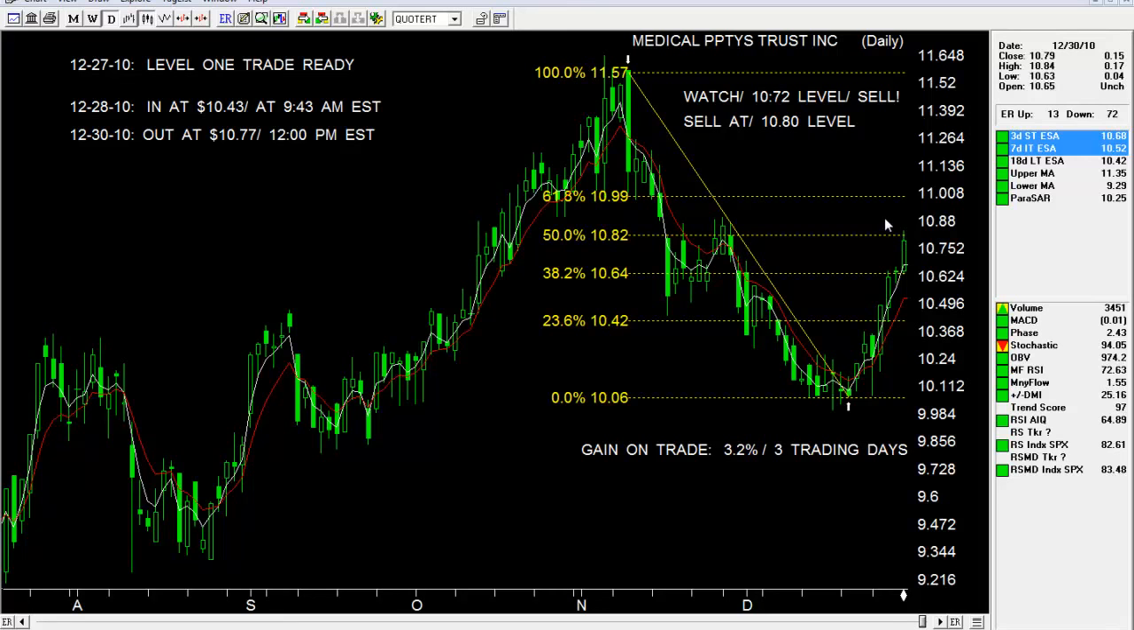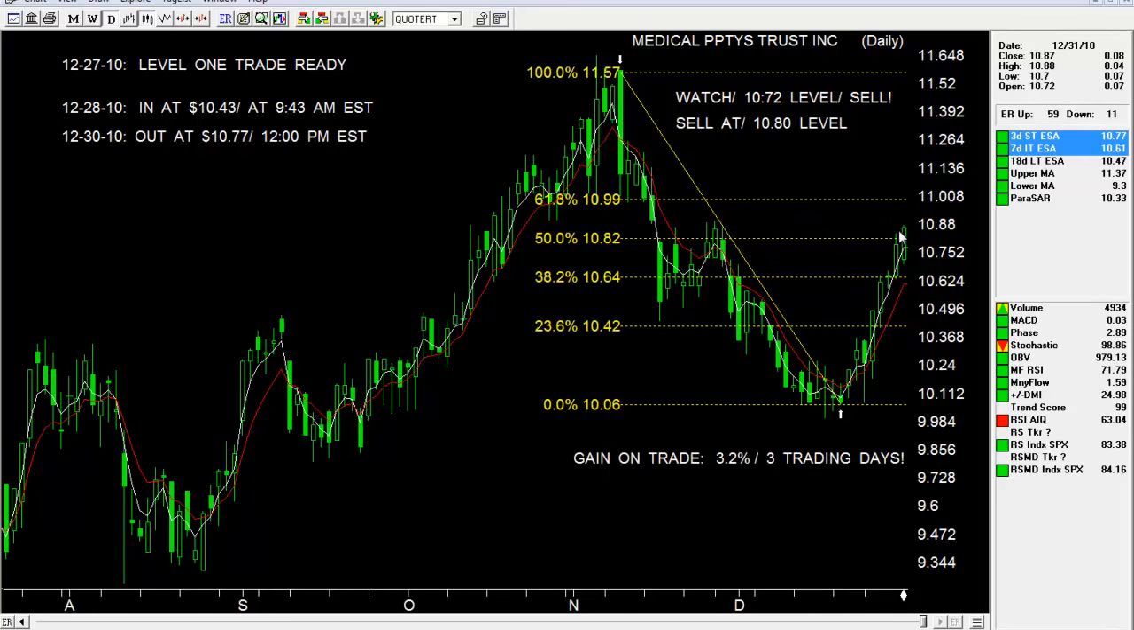And sure enough, what happened the very next day? Prices moved back down, opened here, slowly moved back up on the last trading day of 2010 to make a marginal gain as compared to where I got out the previous day. So in 3 trading days, 1, 2, 3 days out right here at this level, I got out with a 3.2% gain, full well knowing that that was my target, and that's where I was going to lock in my profit.